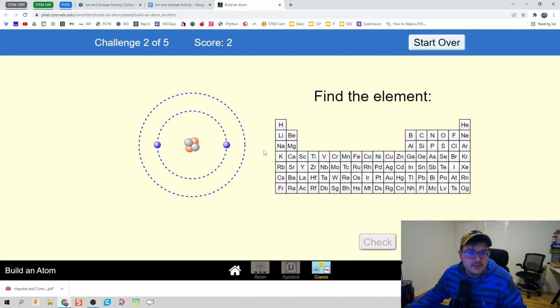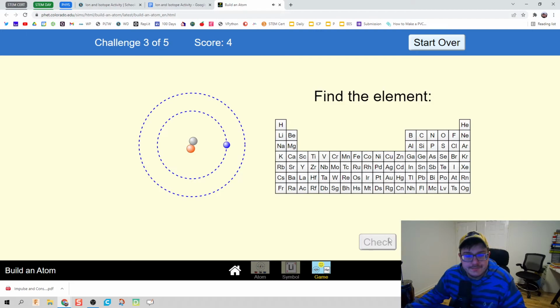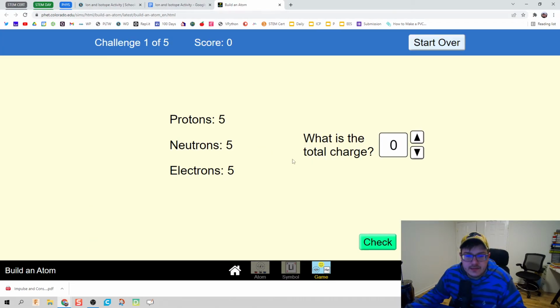Find the element. So the first thing we're going to do is look at the number of protons we have. We have 2 protons. So that means we have helium. And is it neutral or does it have a charge? Well, we have 2 protons and 2 electrons. 2 positive pieces, 2 negative pieces. It's going to be neutral and done. Okay. I'm going to start over and go to the next example here.